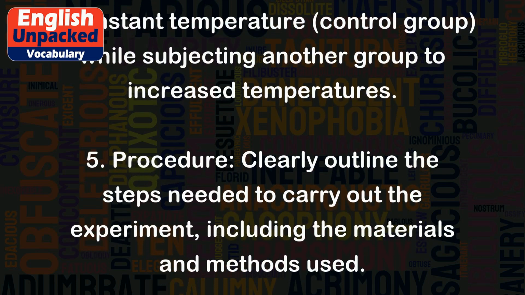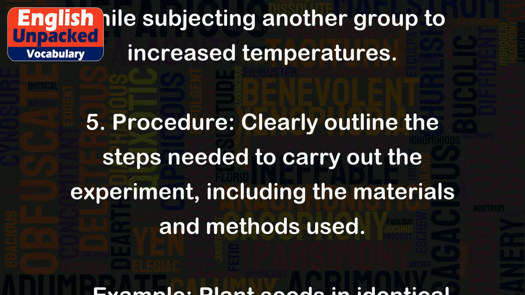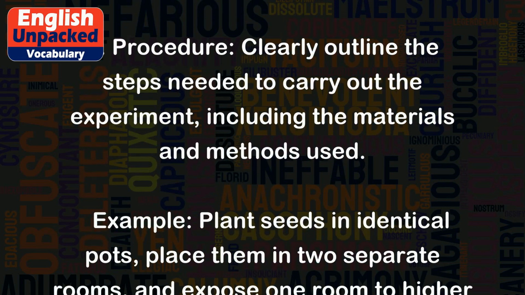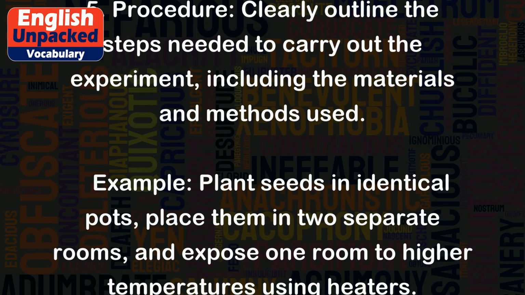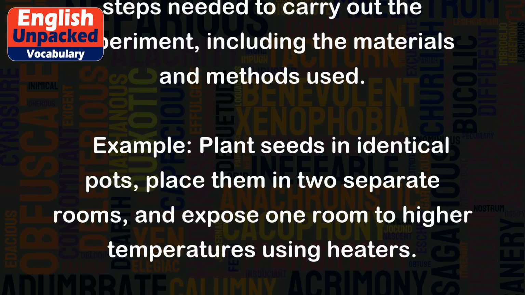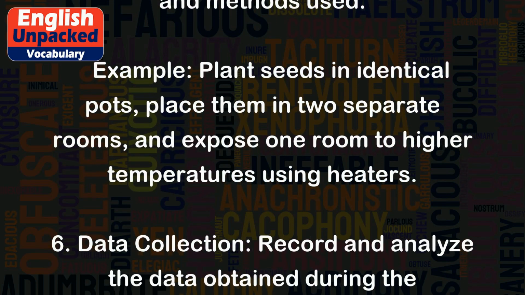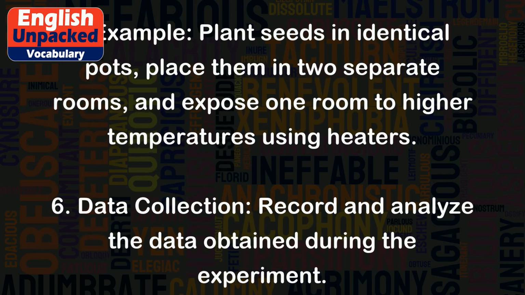5. Procedure. Clearly outline the steps needed to carry out the experiment, including the materials and methods used. Example: plant seeds in identical pots, place them in 2 separate rooms, and expose one room to higher temperatures using heaters.